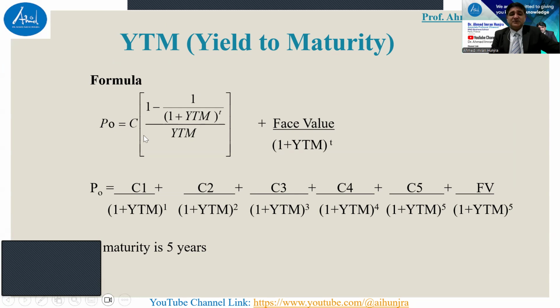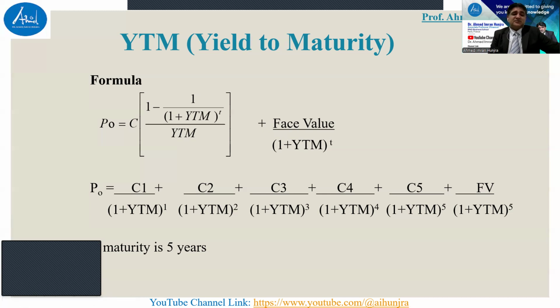Here we have the annuity formula. So this C means coupon payments, one minus 1 divided by yield to maturity. This YTM is the yield to maturity raised to the power of time periods, and divided by I, that is YTM. So here we are talking about YTM, the rate of return. That's why we are writing YTM plus face value divided by 1 plus YTM.